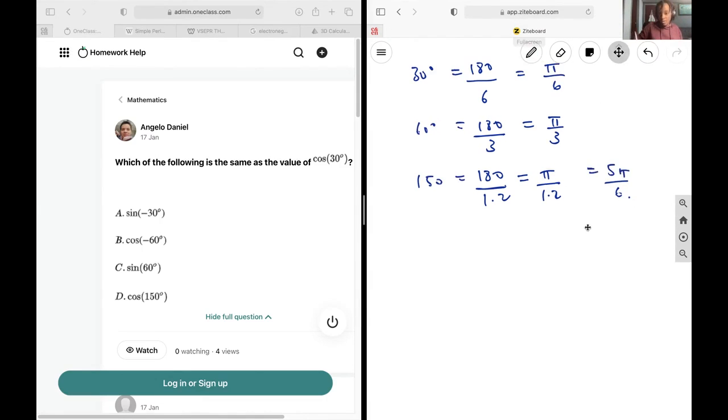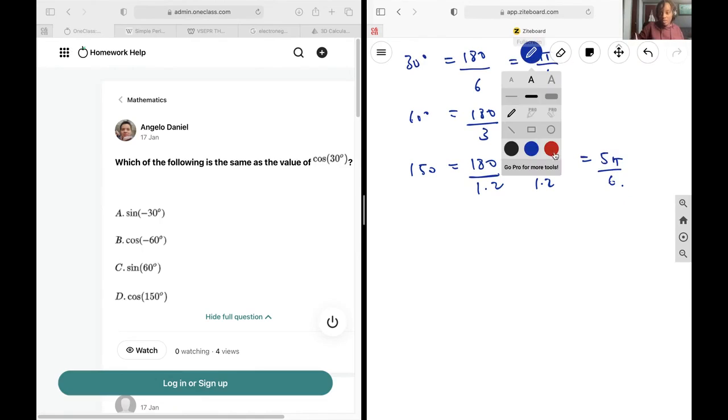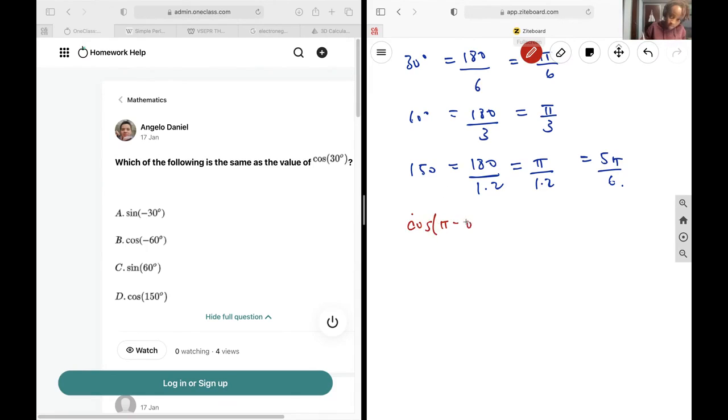Now, the first method that you can use to answer this question is to just be aware of your general negative cosine, negative sine identities. And so, namely, we know that cos of pi minus theta is equal to the negative cos theta, and sine of pi minus theta is equal to sine theta.